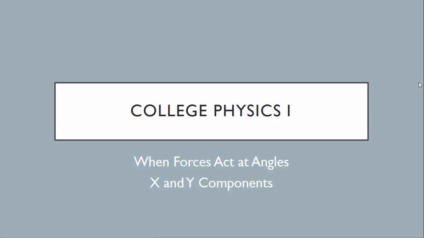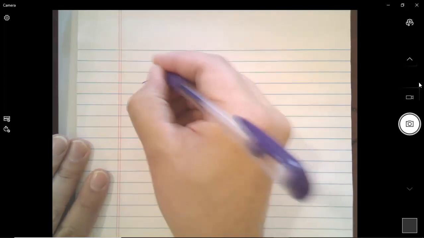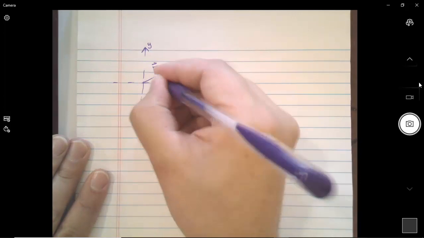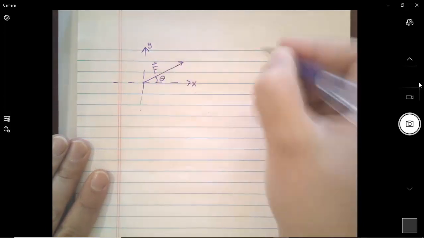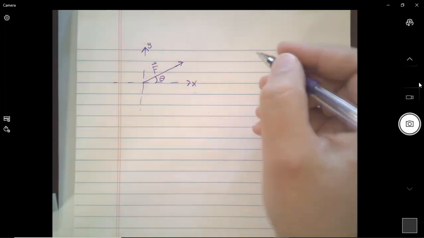So far, we've dealt with forces that are completely horizontal or vertical. So what do you do when a force is at an angle, neither completely in the x direction nor completely in the y direction? Well, what you're going to do is have a vector that you resolve into the x and y components. Let's say we have a general force F, and we draw our x and y axes, and we know the angle theta that this force has relative to the horizontal.